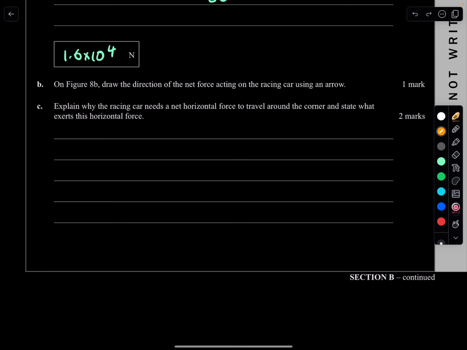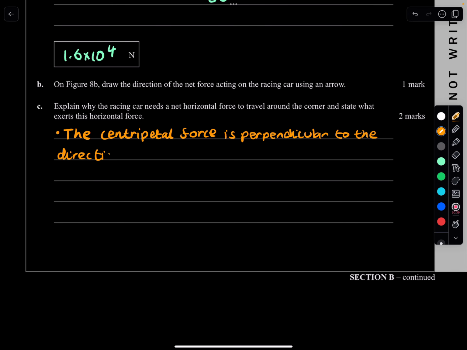So let's write that down. What we were supposed to say is that we need the centripetal force. It's only 2 marks. So the centripetal force is perpendicular. It's always going to be perpendicular to the direction of motion of the car.